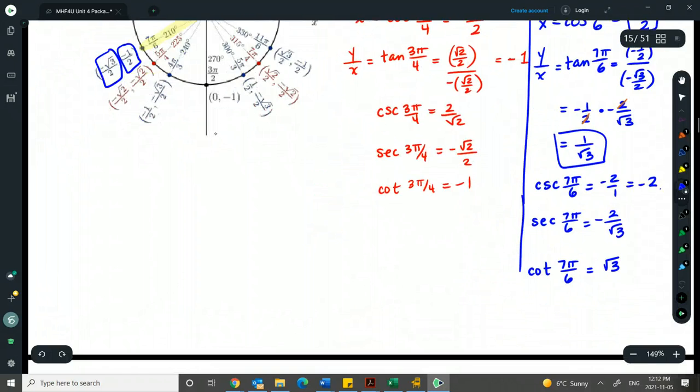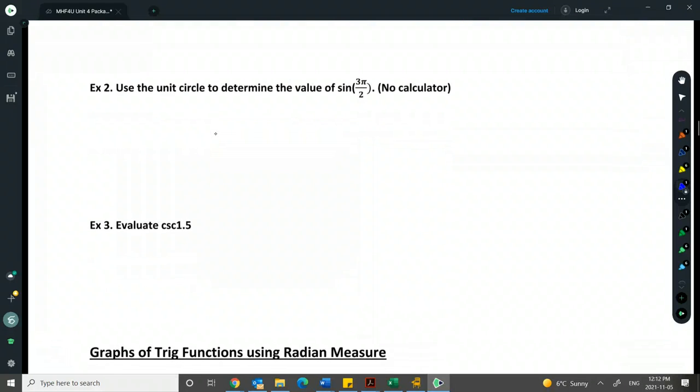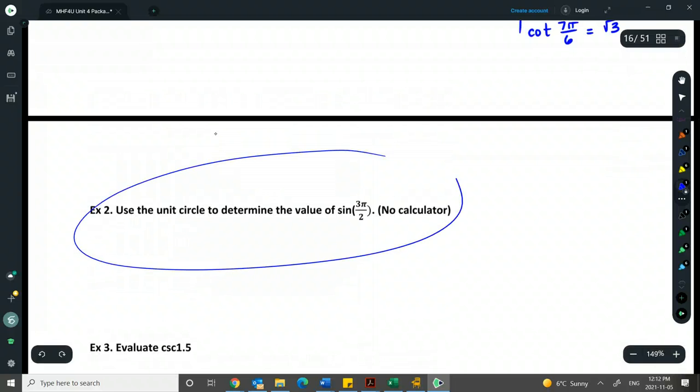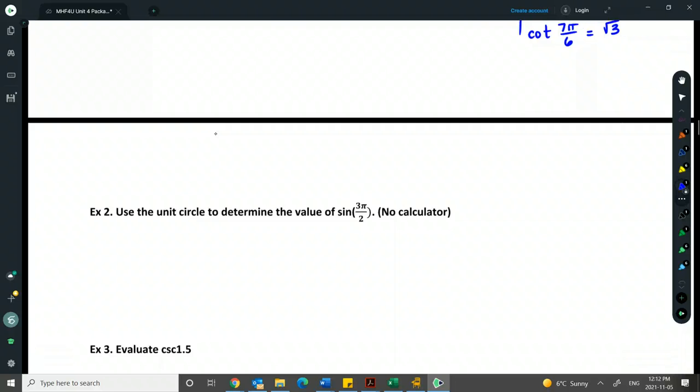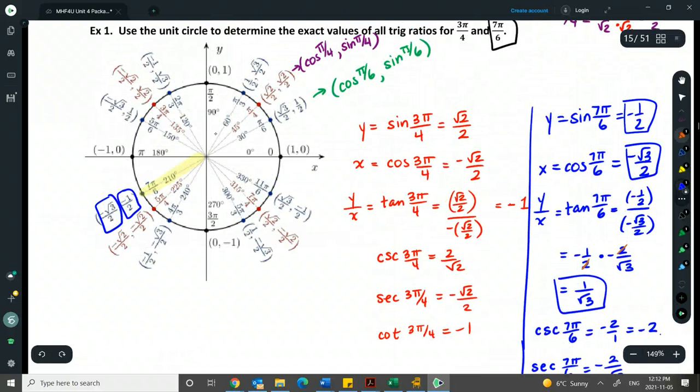Okay, so that's how we can use the unit circle. I'm going to do this one really quick. We have 3 minutes, so we can do it. The unit circle, to determine the values on the edges here.